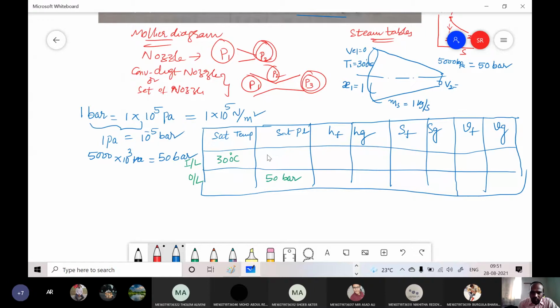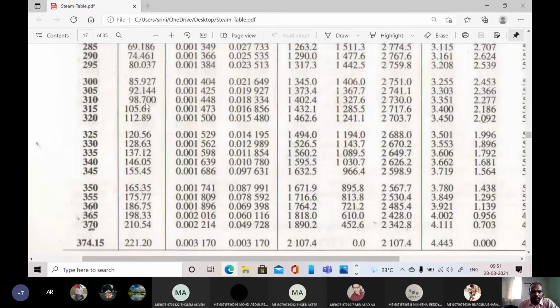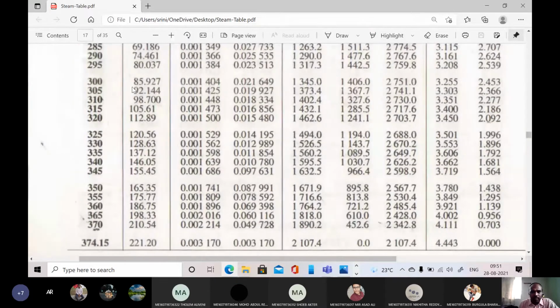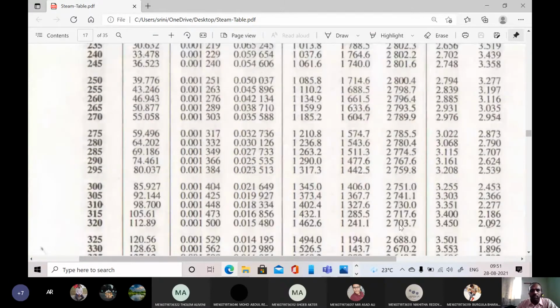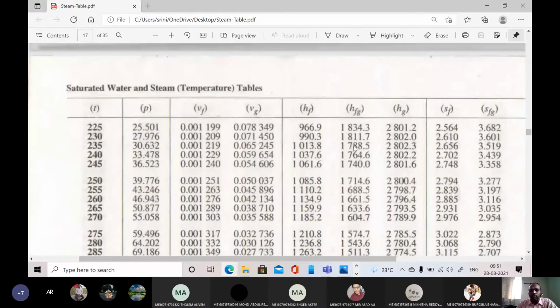So these red color ones we are taking from the table. These are not given in the problem. Now in that same line, you see this line. Tell me the values. This is the entropy, right? First one is specific volume, then enthalpy, then entropy.